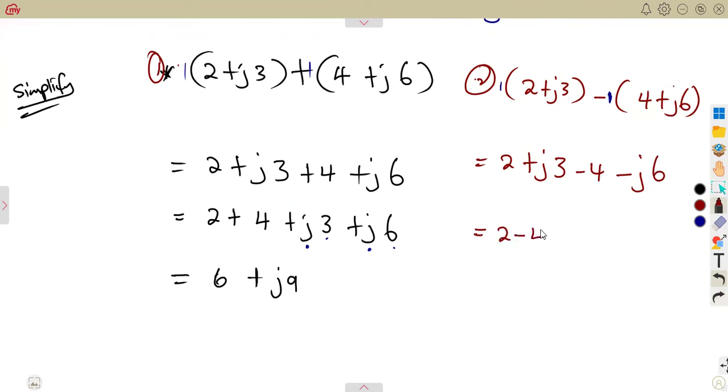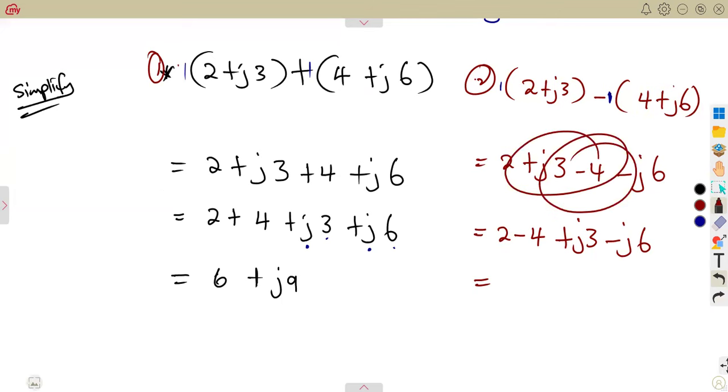So 2 minus 4, the J3 and the J6, the part of the J on its own. So that's plus. This one, it's a plus. And this one, it's a minus. Nothing has changed. The signs are not changed. It's not an equation. Nothing has changed. They remain as they are. Positive as they are, negative as they are. So combine 2 minus 4. That's -2. Then 3 minus 6.